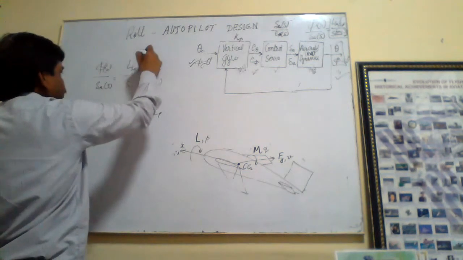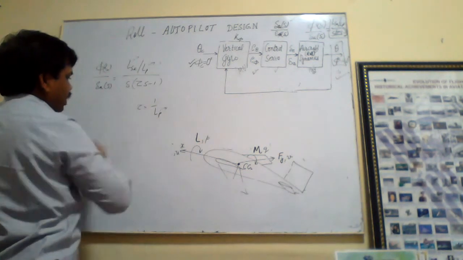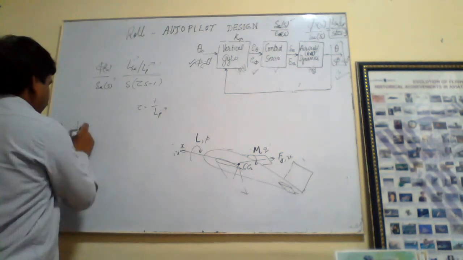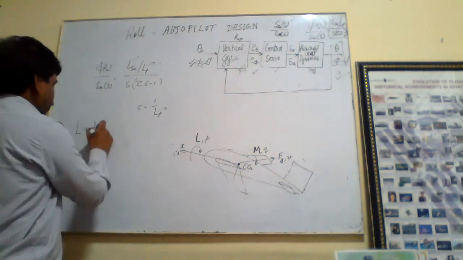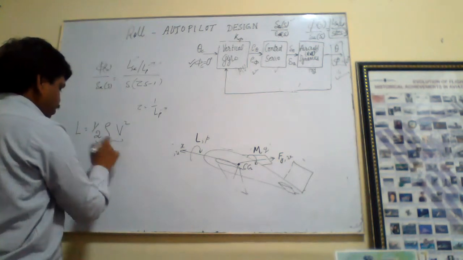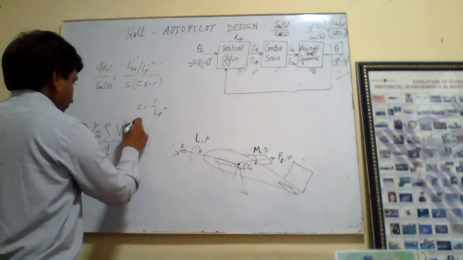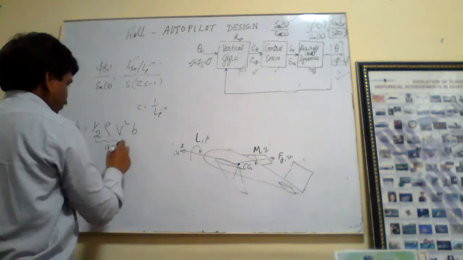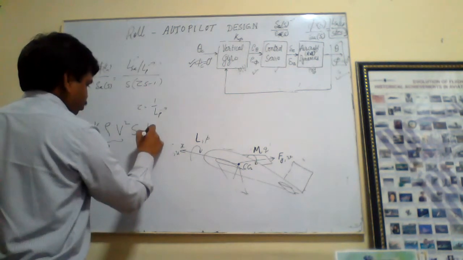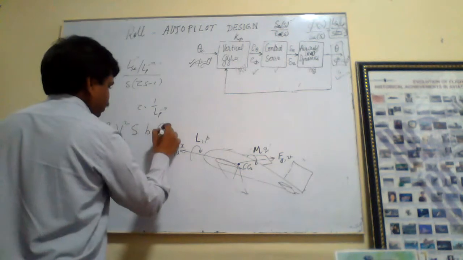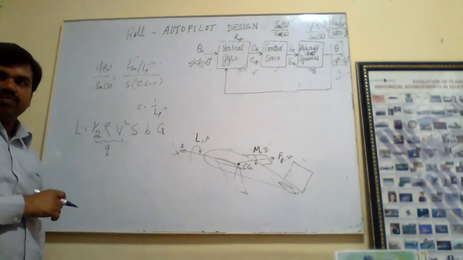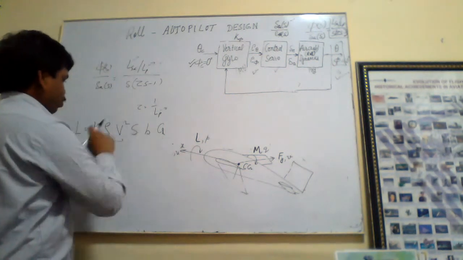These constants we have to calculate for a given aircraft. How can you calculate them? You have half rho V squared, which is your dynamic pressure, into area. First you multiply by area, then by span, then by the coefficient of rolling moment.